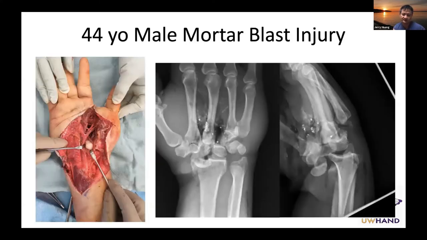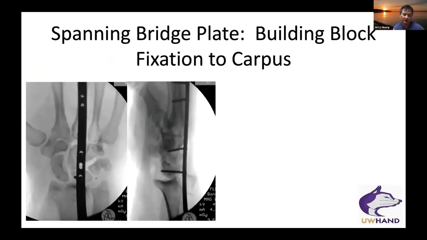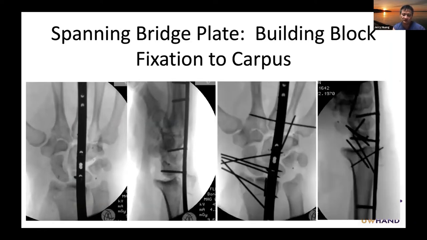For mortar blast injury, this is where I think having stability and having some of the central holes is really helpful. I use it as a building block. I'd love to hear from Dr. Diaz and Dr. Ilias. I typically like the plates that have the central holes; the plates that don't have the central holes have a weak point, where the plate will typically bend with axial loading. In this example, having the central holes let me put screws into the capitate and lunate, really building that block from the radius to the carpus to the metacarpals more distally.